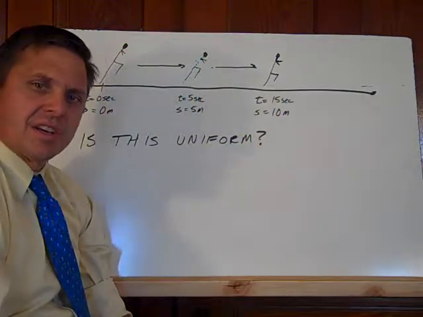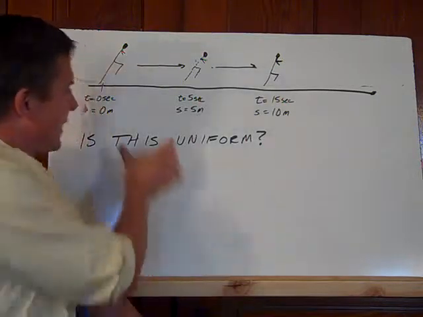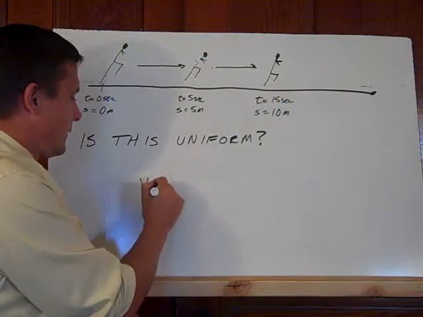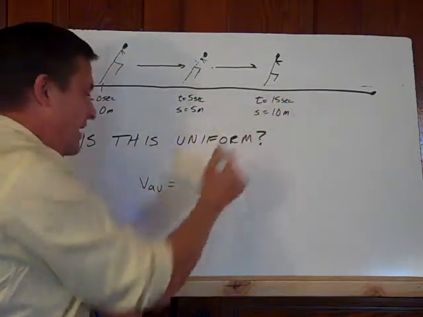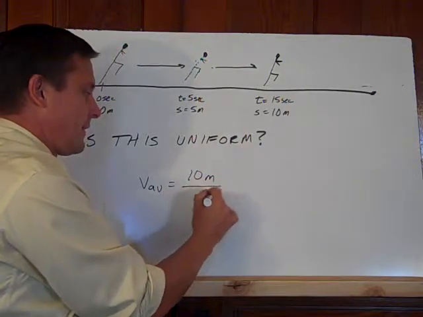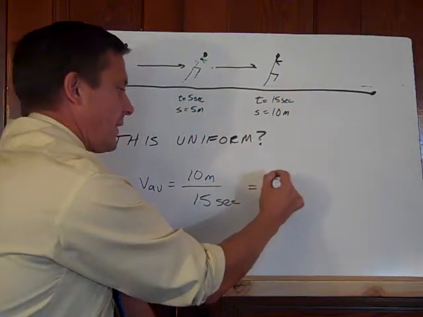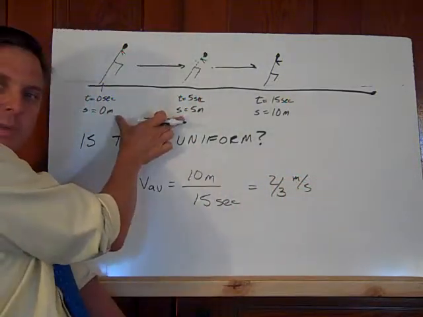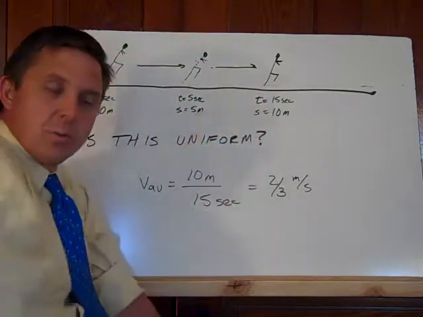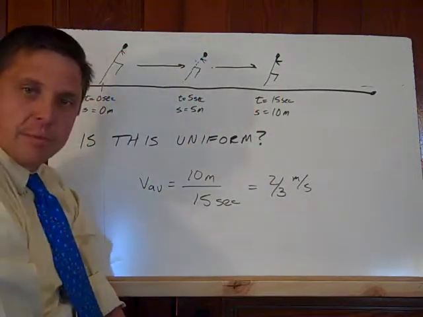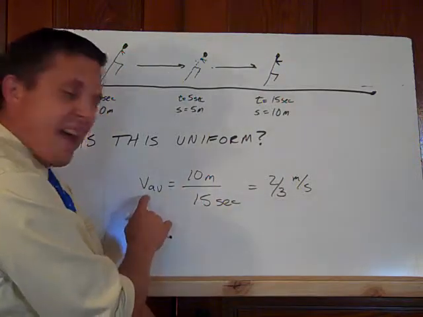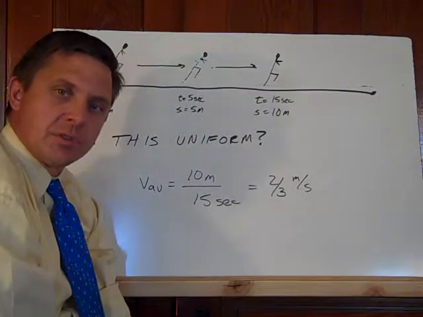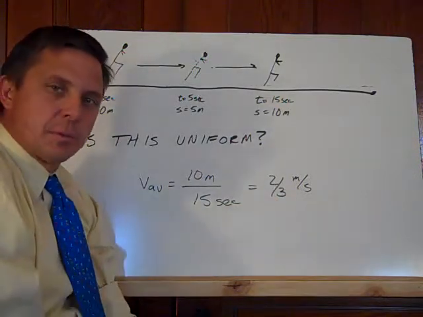So is this uniform speed? No, he has a speed here and he has a speed there, but we can find the speed for the whole situation. The average in this case: he traveled 10 meters in 15 seconds, so I would call that 2/3 of a meter per second. But here we know he went 1 meter per second, and here he went a half a meter per second, but his average speed for the 15 second span is 2/3 of a meter per second. This is not a uniform speed.